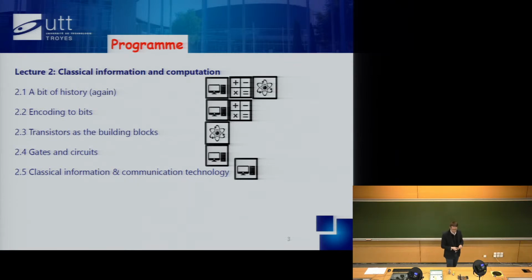So this is the program for today. Today I'm going to cover 5 aspects of what I call classical information and computation. I will start with a bit of history again, and again it will be very, very short. Then I will talk about how you actually encode bits, classical bits of information. Then I will talk about transistors as building blocks for our classical information and computation technologies. And we'll talk about gates and circuits, obviously, and then I'll finish with what all of this can give us at the moment. And if we finish before, then perhaps I'll start on the program for the next lecture.